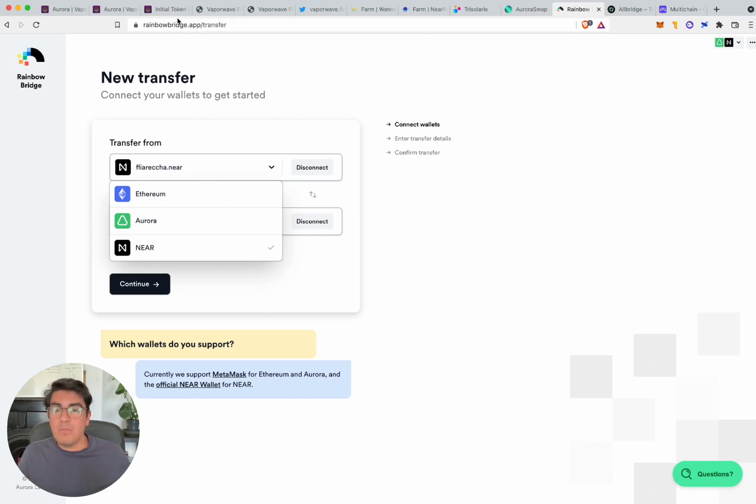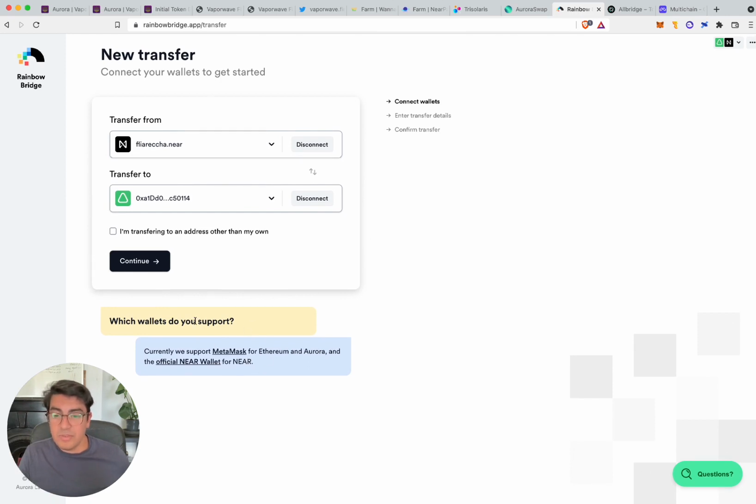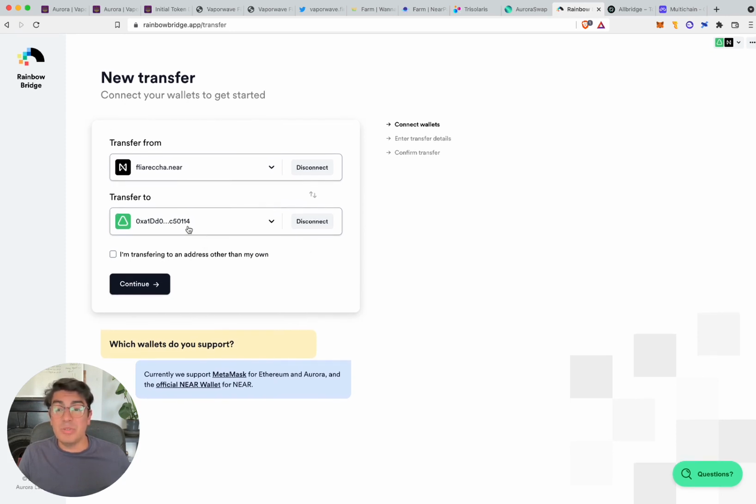So when you go to rainbowbridge.app, you will have three options. You can send assets between Ethereum and Near, Near and Aurora, Aurora and Ethereum. It is very intuitive. There is contextual information all along the way. And it will even prompt you to add the Aurora network to MetaMask if you do not have it added already. So the most common thing here would be, if you already have your assets on Ethereum, simply transfer them directly from your Ethereum wallet over to Aurora. It costs about $8 to $10 to do.